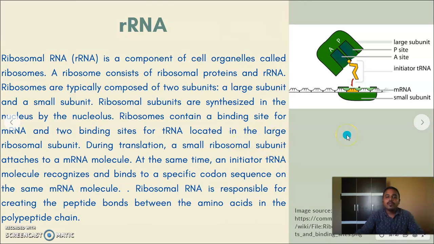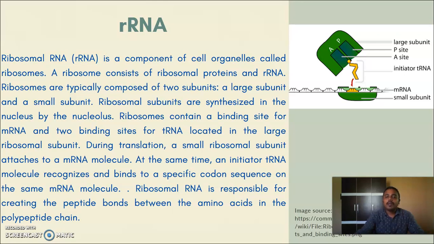These ribosomal subunits are synthesized in the nucleolus. So already we have seen in Unit 1, inside the nucleus we have an organelle called the nucleolus. This nucleolus is responsible for the synthesis of these 2 ribosomal subunits.